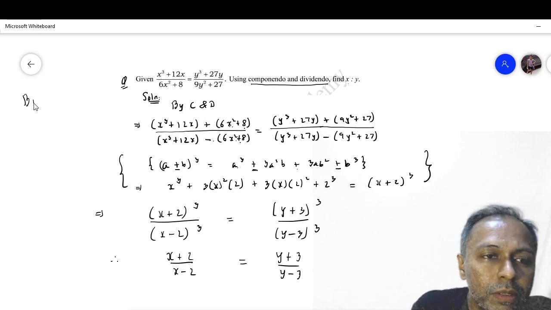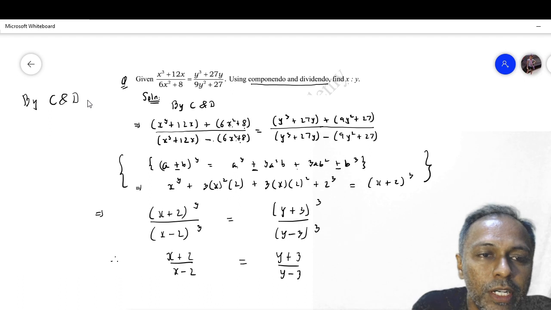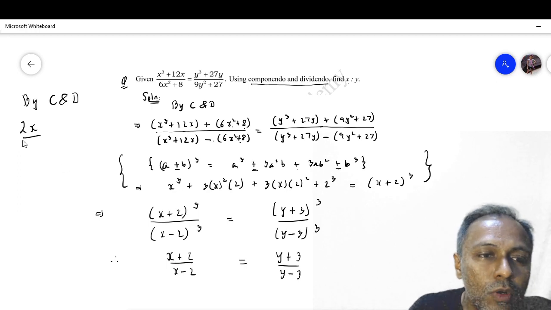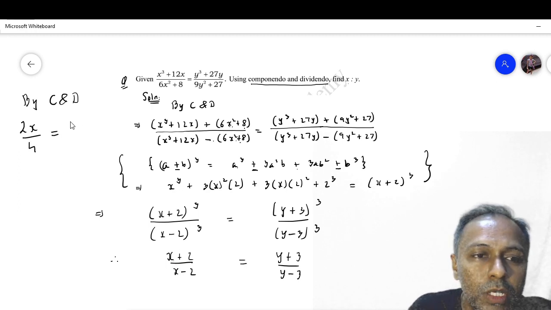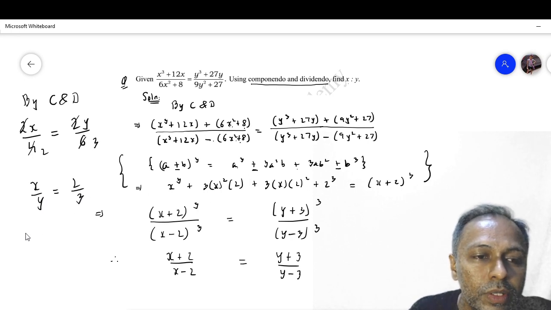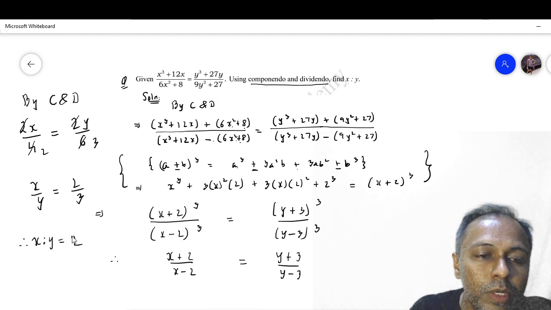So I'm writing it here by componendo and dividendo. I'm just writing it directly. If you want, you can verify it. 2x upon 4 will come is equal to 2y upon 6. So 2 1s are 2, 2 2s are 4, 2 1s are 2, 2 3s are 6, and you can write x upon y as equal to 2 upon 3. Therefore x is to y will become equal to 2 is to 3.